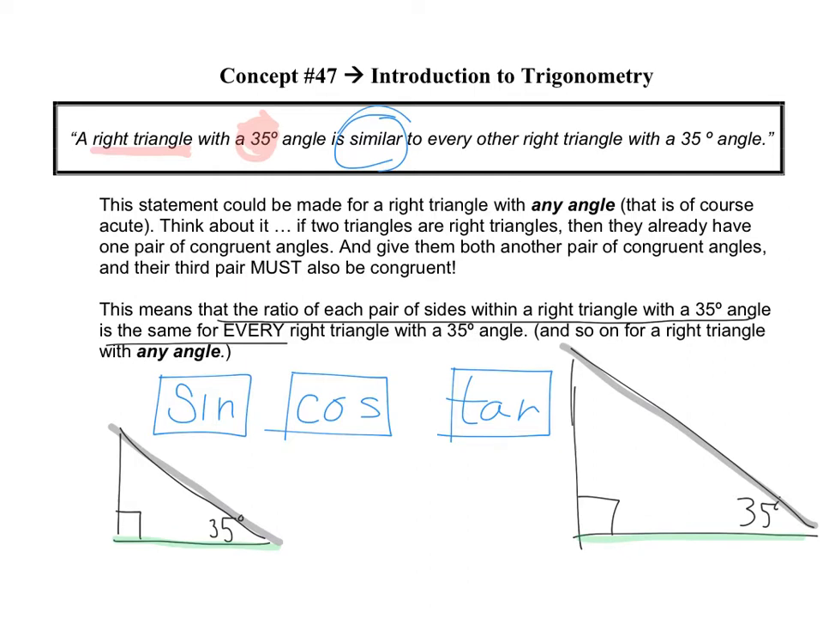And again, this angle measure is not a magic number. The 35 degrees is not magic. That angle could be anything. I could be talking about a right triangle with a 42.5-degree angle. I could be talking about a right triangle with a 17-degree angle. Every right triangle with a 17-degree angle would have these same ratios.